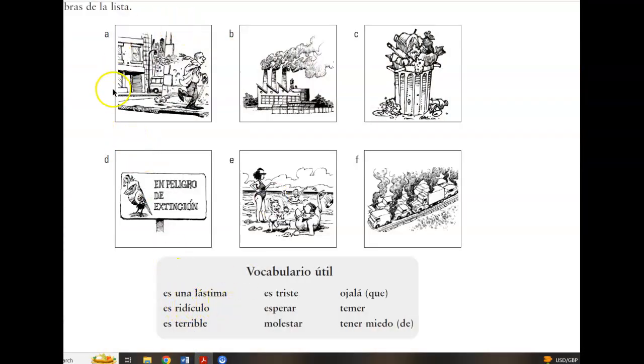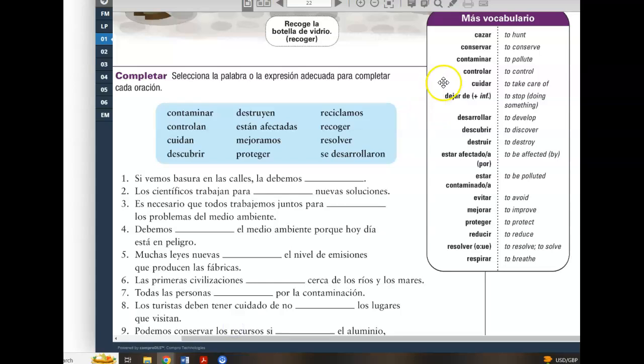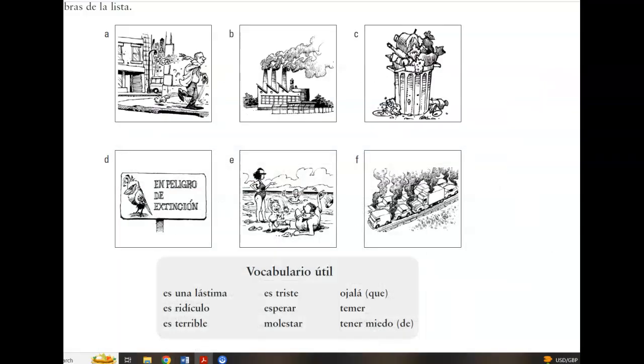Es una lástima que muchas personas tiren, T-I-R-E-N, tiren basura en la calle. Es terrible que las fábricas contaminen el aire, el agua, la tierra. Temo que, let's use a different verb. Temo que muchos animales estén en peligro de extinción. So a lot of different things going on here.